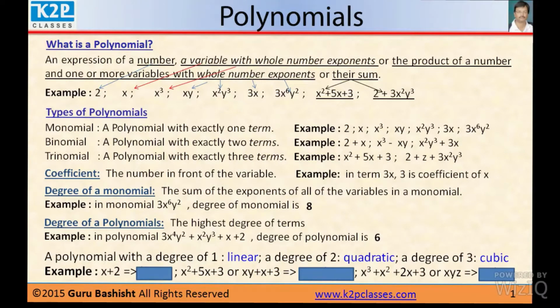A polynomial with a degree of 1 is called linear. A polynomial with degree 2 is called quadratic, and with a degree of 3 is called cubic. Example, x plus 2. What is this? Is it linear? Just guess. Quadratic? Cubic? Try to guess it. Then x square plus 5x plus 3, or xy plus x plus 3. x cube plus x square plus 2x plus 3, or xyz.